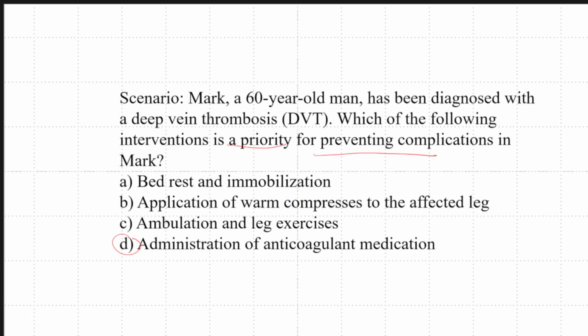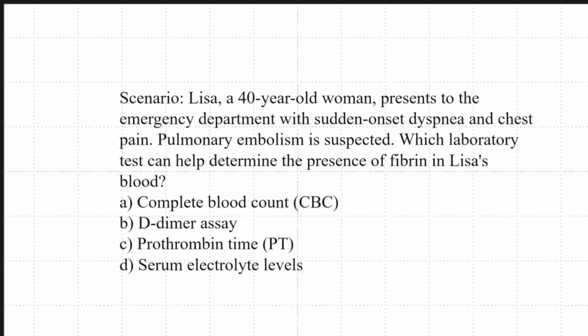Okay? Anticoagulant medication prevents the complications of DVT. Anticoagulants such as heparin or low molecular weight heparin, which we mentioned, can help prevent the formation of blood clots and reduce the risk of embolism and further complications. So the best answer for this one is letter D.